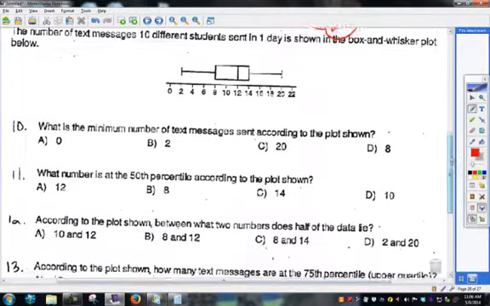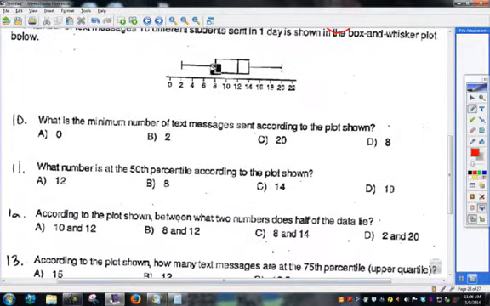Okay, this is just another one here. Here's your box and whisker plot. It wants to know the minimum number of text messages sent. Well, it looks like 2 was the minimum, so letter B. What is the number at the 50th percentile? See, this is what I'm talking about. 50th percentile. That means right in the middle. Well, we know that median means middle. So that means that this would be the 50th percentile.